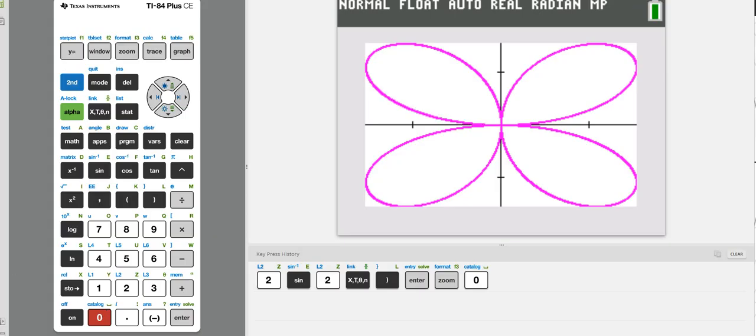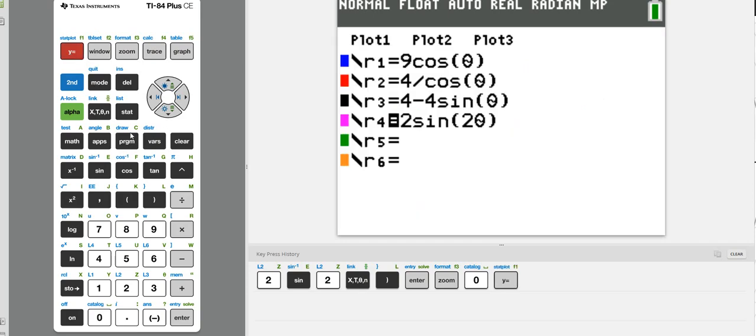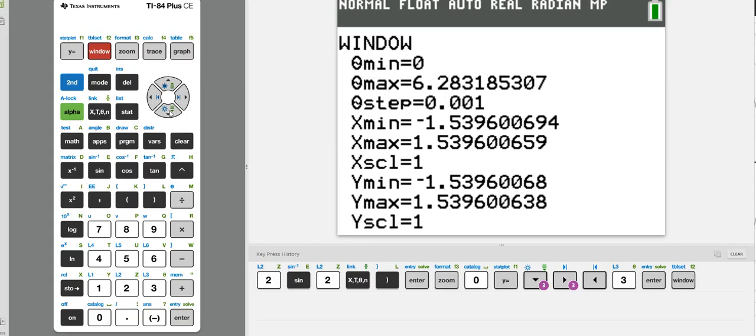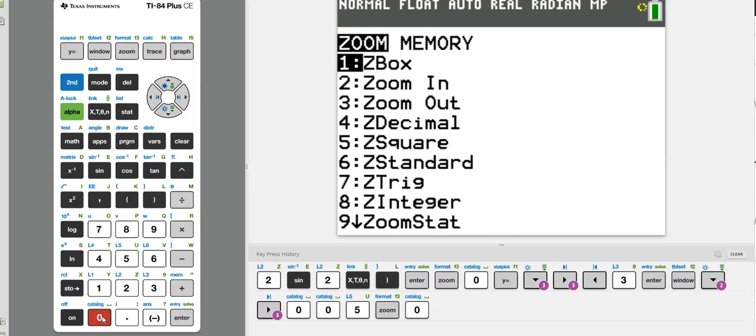But what if I put in a 3 there? So let's go back here, and I'm going to put in a 3. And I want you to watch this very closely. I'm going to slow it down a little bit by increasing theta step. Let's see, it's already 0.001, so that's pretty small. If you did 0.001 on your calculators, I think it might take a little bit. So I'm trying to make it even slower. Zoom 0. See if you can figure out why we're only going to get 3 leaves here as opposed to 6.